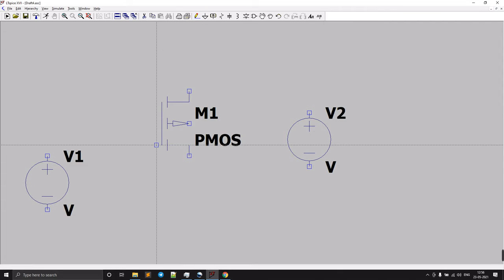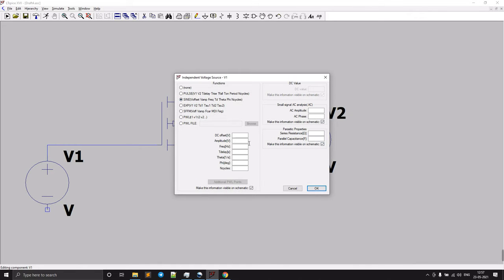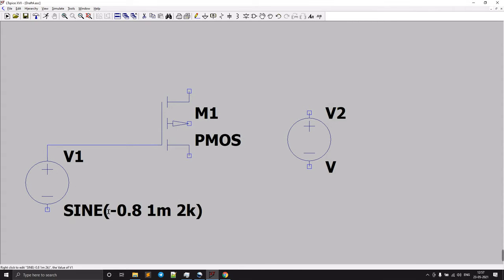I need to click the wire and just connect this one. So this has to be the negative supply. Let's make this input a sine wave, and let's say its offset voltage will be minus 0.8. So this has to be greater than minus 0.6, that's our cutoff threshold voltage for this PMOS. And let's say the amplitude is 1m and the frequency is 2 kilohertz. So this is our input for this PMOS, and we need to connect this to the ground.